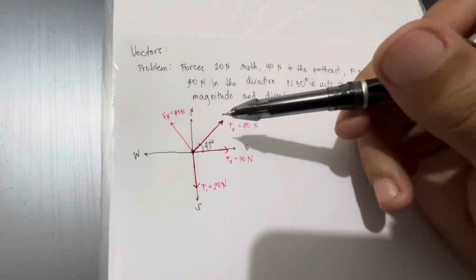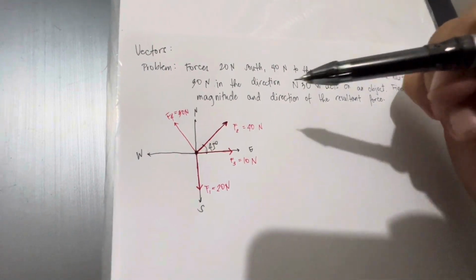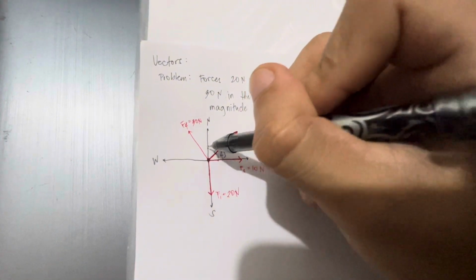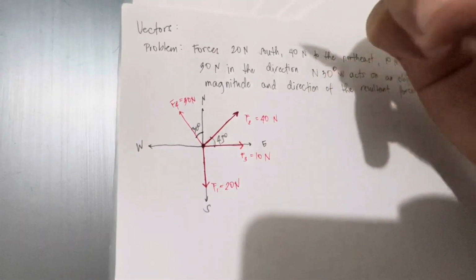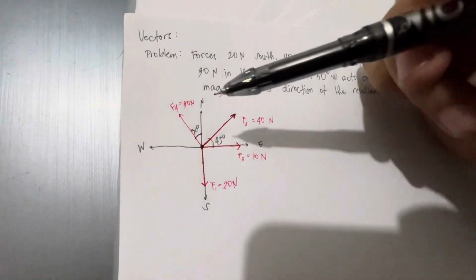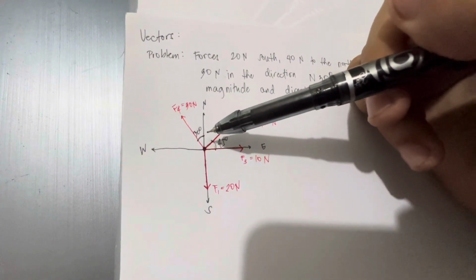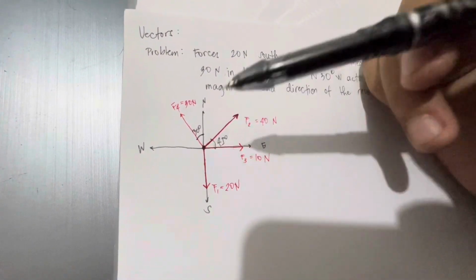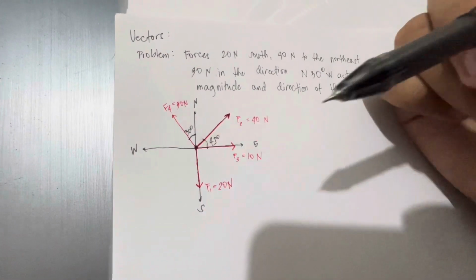And then lastly, we have 30 newtons in the direction north 30 degrees west. Pasabot, gikan sa north padulong sa west 30 degrees. So force number 4, ang iyahang magnitude is 30 newtons, and the direction is north 30 degrees west, gikan sa north 30 degrees padulong sa west. Okay, so kumpleto na ang force sa drawing.